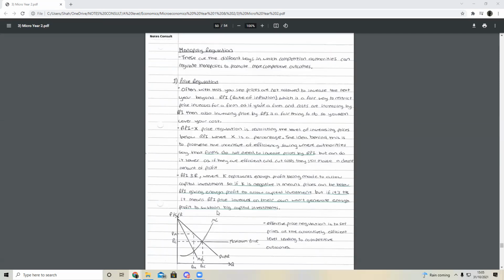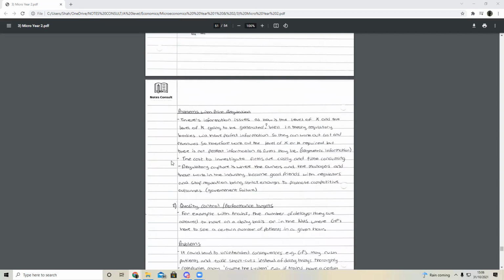So effective price regulation is set at the allocatively efficient level. You see this line here is going through the maximum price. If you set it allocatively efficient, that's the best kind of price regulation you can have for a monopoly, obviously.